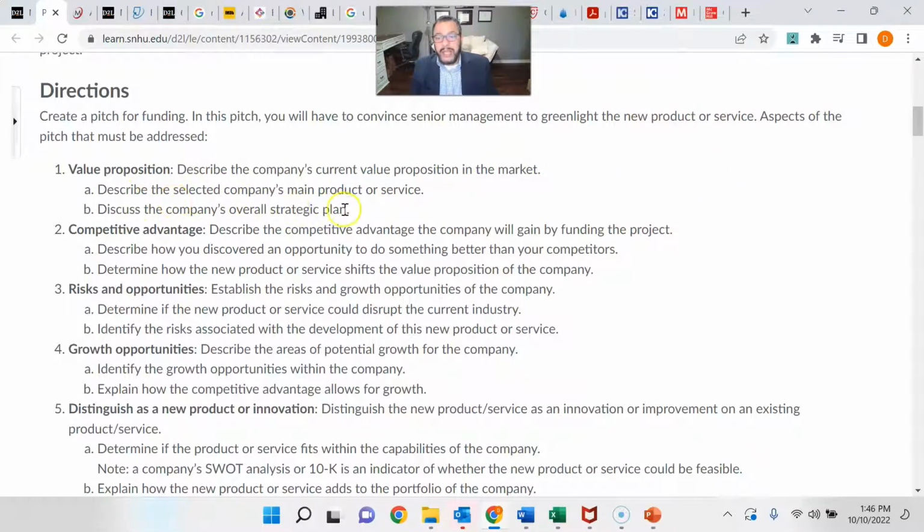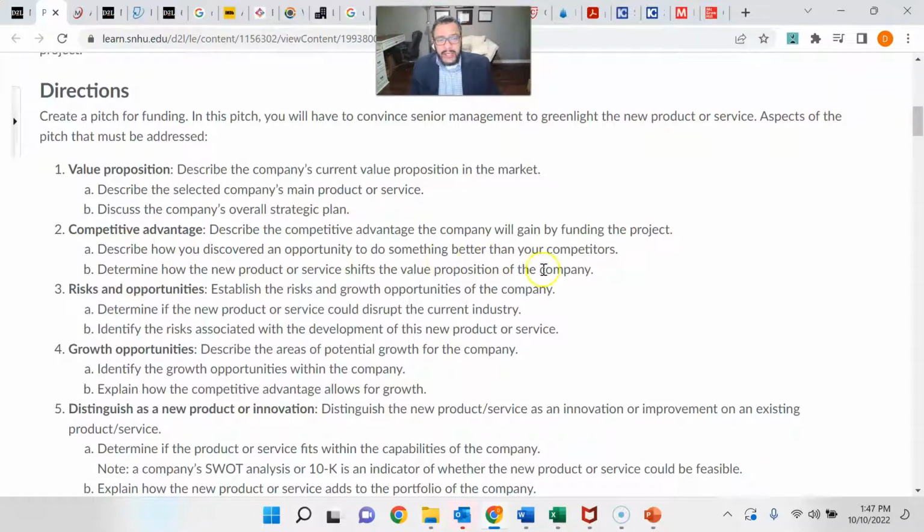What is their strategic plan? Go and look at that strategic information that I provided you. What are they trying to do from a growth standpoint? Are they doing product development, market development? What are they trying to do? Are they trying to penetrate the market? Look at that and figure out what they're trying to do and discuss that here.